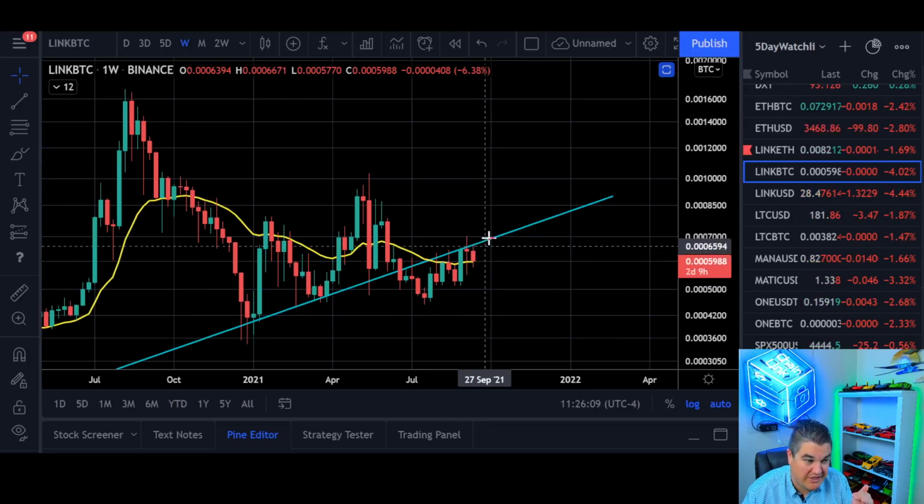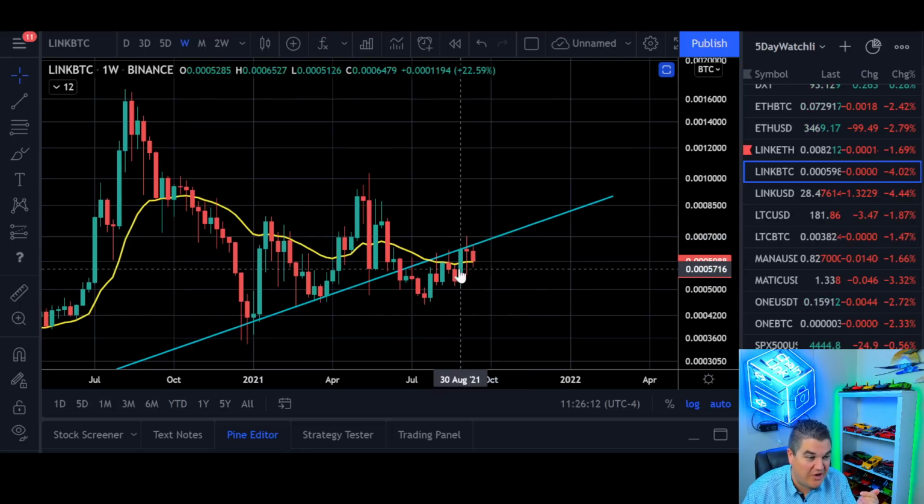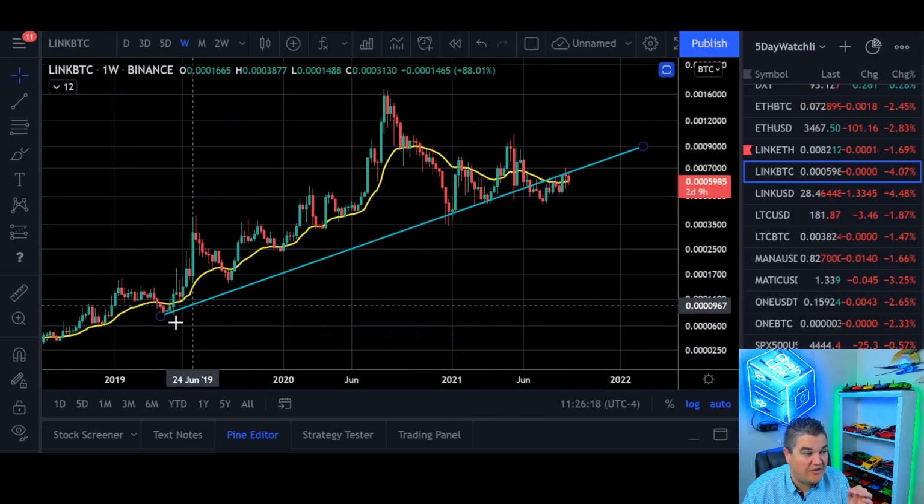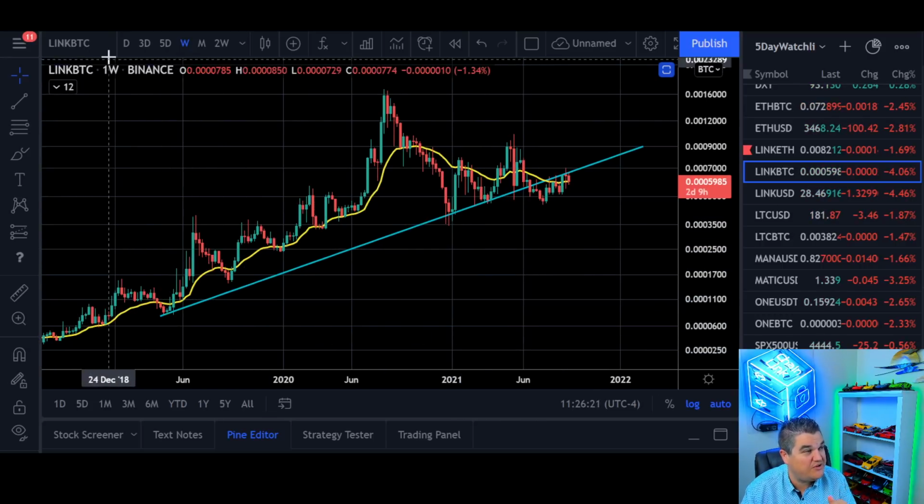We have a chance to potentially come back up and test it again. If we break this, we're probably in for more downside action against Bitcoin. We'll see. But key trend line on a weekly scale, big picture, that's what you want to use.